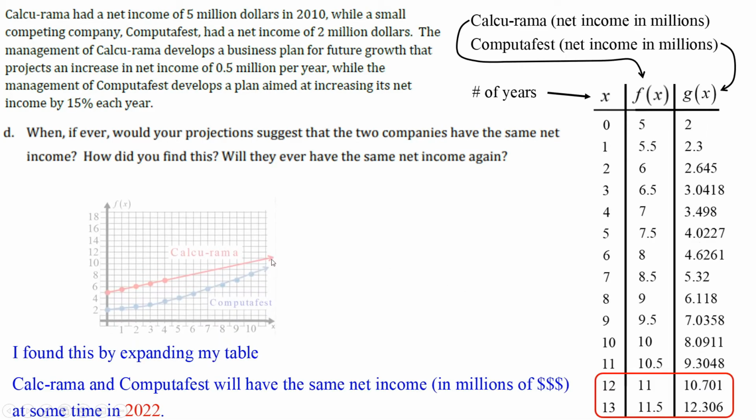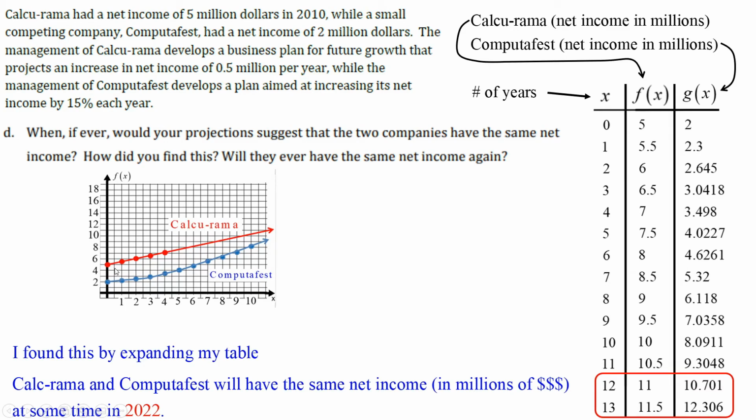Let's look at the graphs again. So linear growth is just going to continue to go in this direction in a perfectly straight line. But exponential growth, ComputerFest is going to go and then go up and up and up and up and up like that. So again, beyond that day in 2022, when they have the same net income, after that moment in time, the company that will have the greater net income will always be ComputerFest. So, one more time. Will they ever have the same net income again?